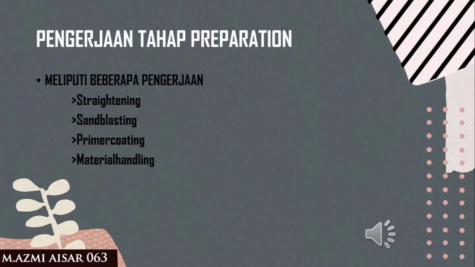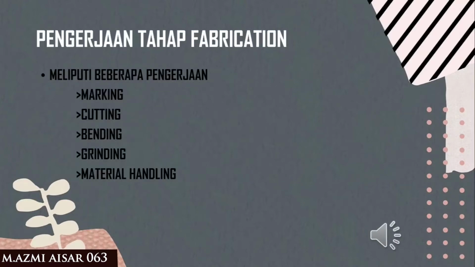The third is primer coating. Primer coating is a layer of paint that has adhesion to the surface and provides good protection for the surface of the material from rusting. The fourth is material handling. Material handling is a job of moving objects or goods in heavy load and is carried out by humans with the help of moving tools.